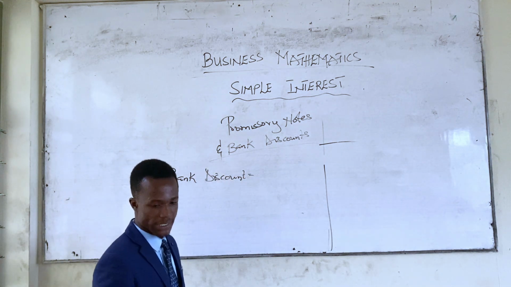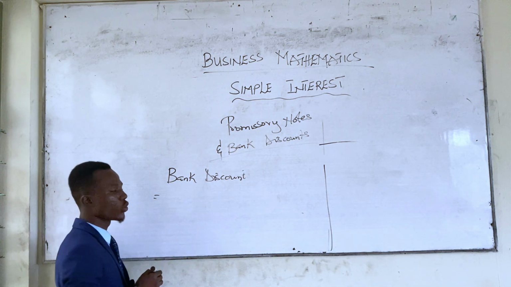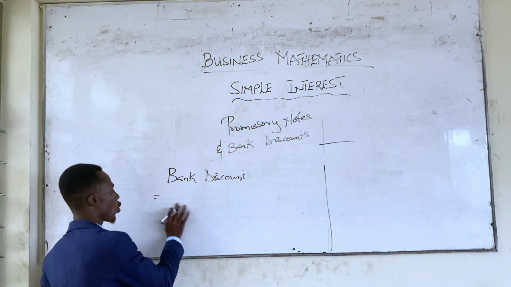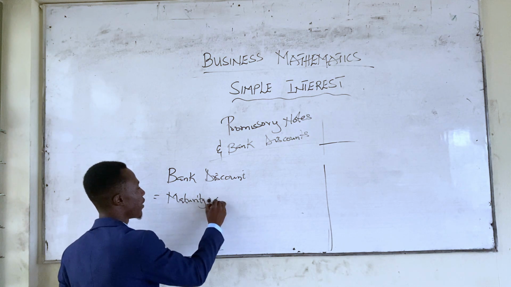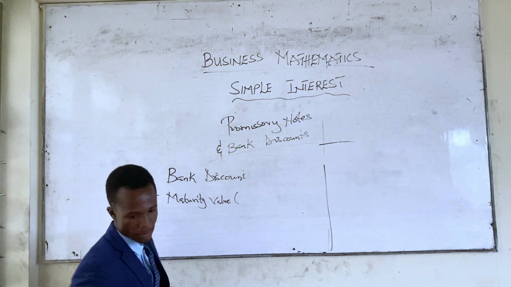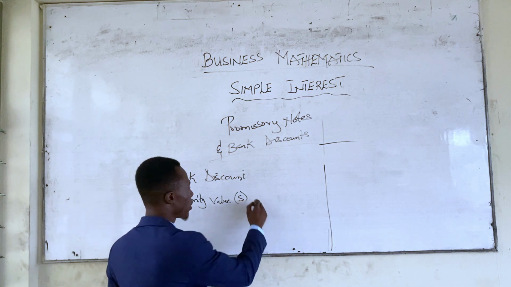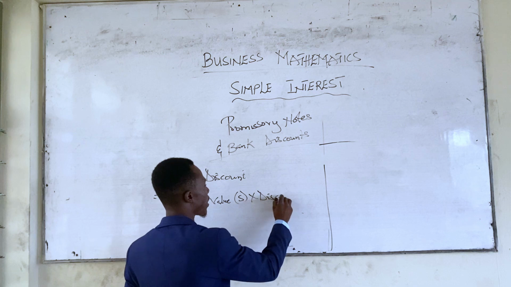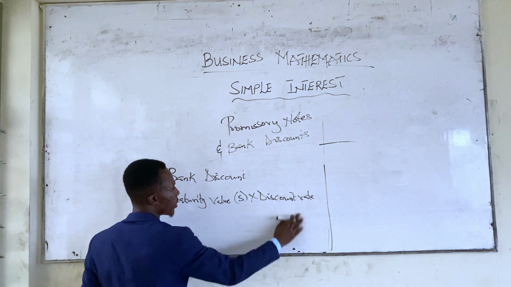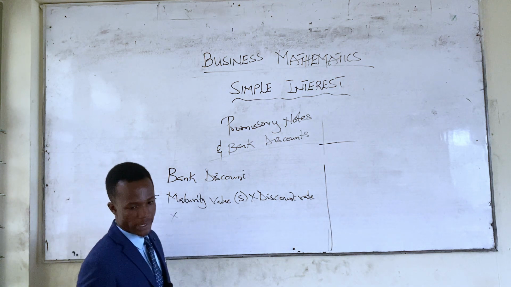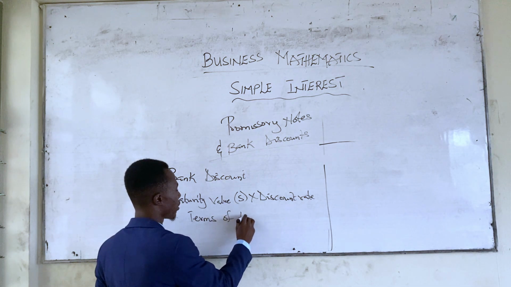So the bank discount is based on the maturity value, because anytime the bank is going to discount a note, the bank will discount it on the maturity value. The maturity value is represented by S, multiplied by the discount rate given in the question with respect to the bank, multiplied by the terms. That is the time, so the terms of discount.